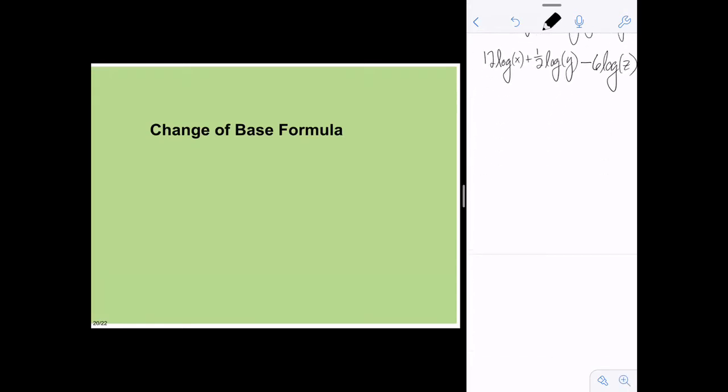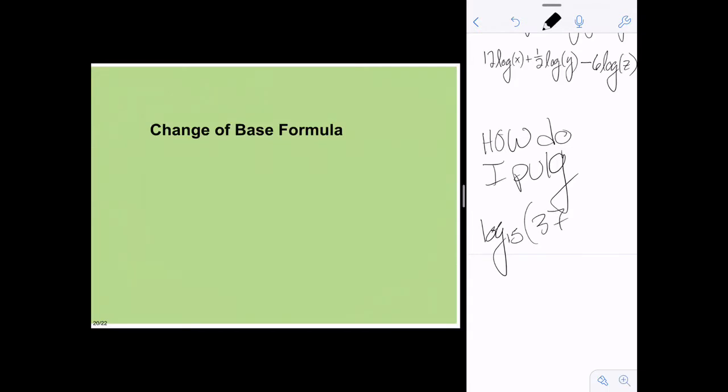All right. So I think one of the greatest questions that's been on everybody's mind was, how do I plug, I don't know, log base 15 of 37 into my calculator? Because you'll notice you don't have a log base 15 button. So what we have is the change of base formula. And the way that it's written is it's written for just the buttons on our calculator. This is actually true for any base that you want to change to.